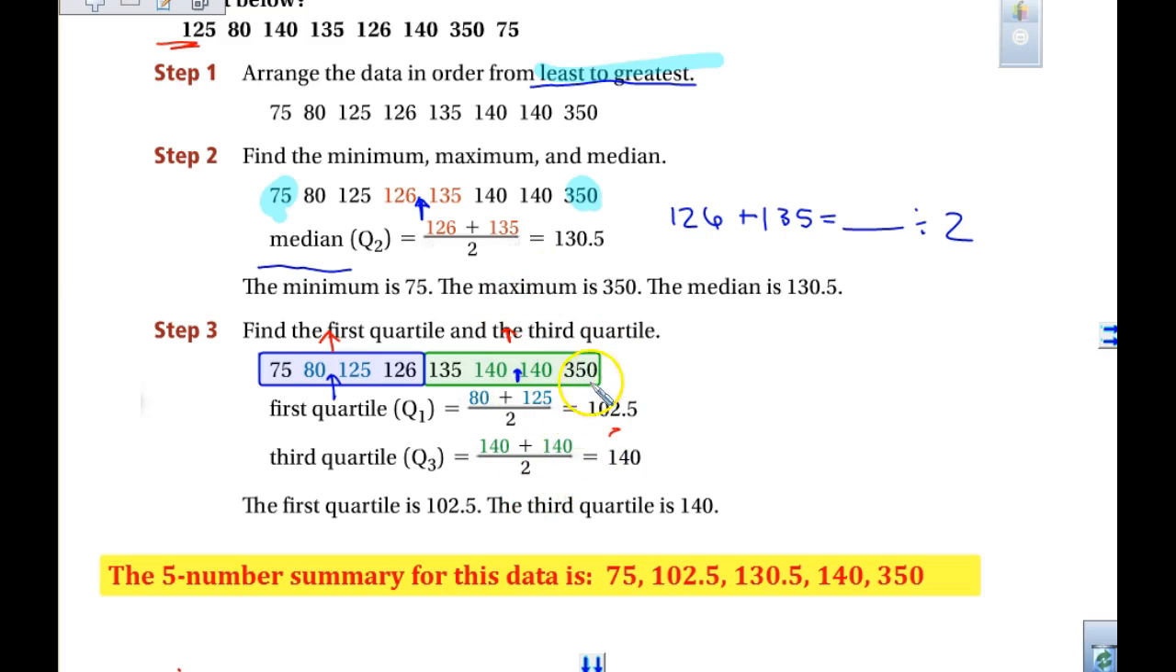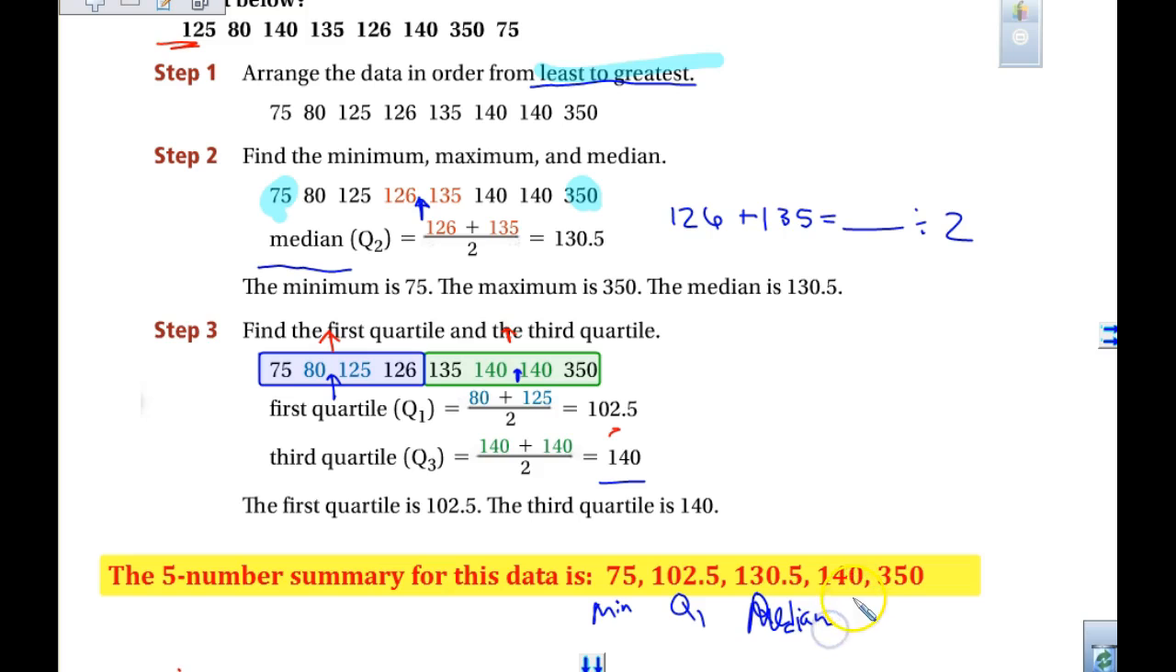So when we look at this, we have this 5-number summary. We have our minimum. So this is our minimum, right? This is quartile 1. This is our median. This is our quartile 3. And this is our max.